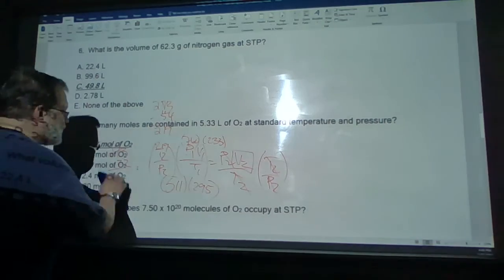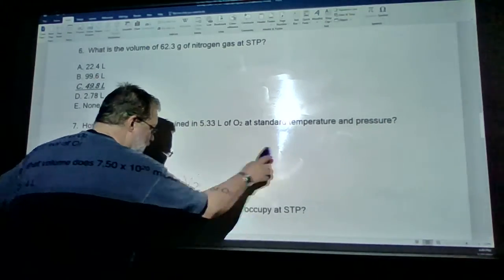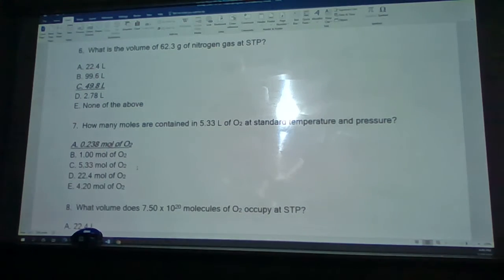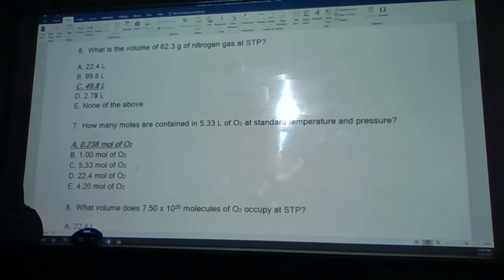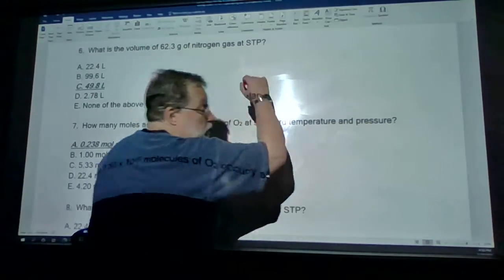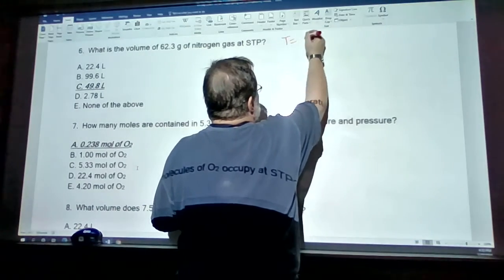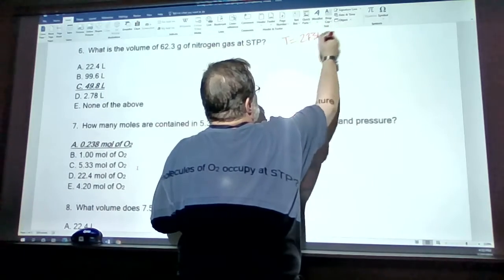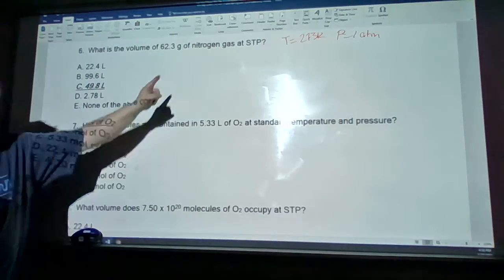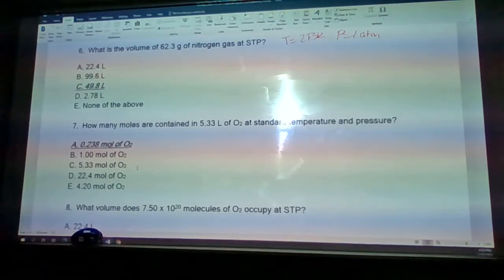Number 6. What is the volume of 62.3 grams of nitrogen gas at STP? Again, do we have information about moles? Not directly. That's just volume. Do we have a change in conditions of temperature, pressure, and volume? Well, T for STP is 273 Kelvin. P is 1 atm. So we only have one temperature and one pressure. And it asks what the volume is.